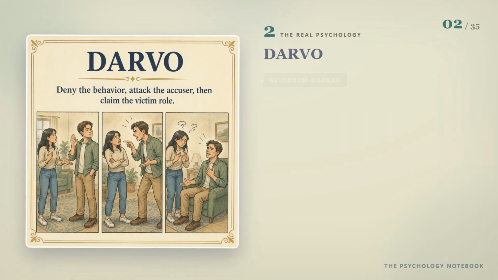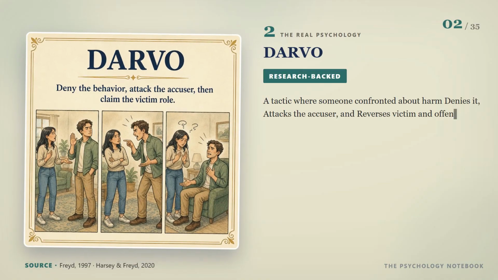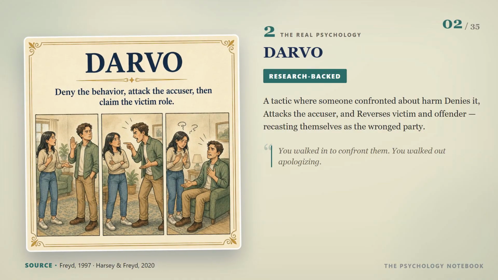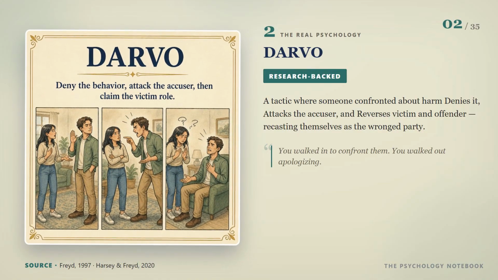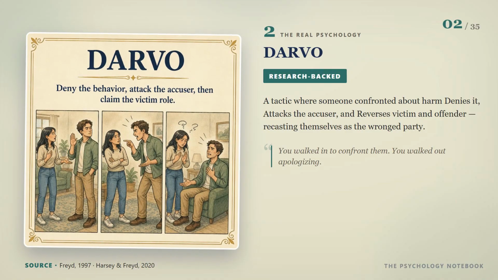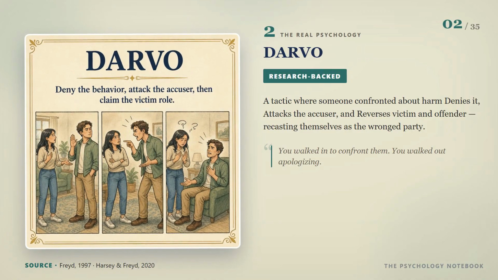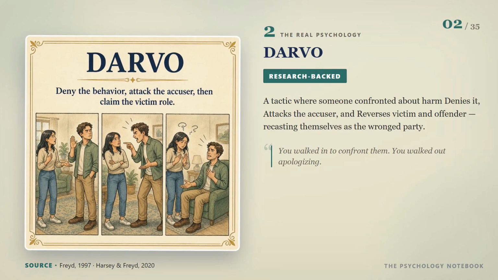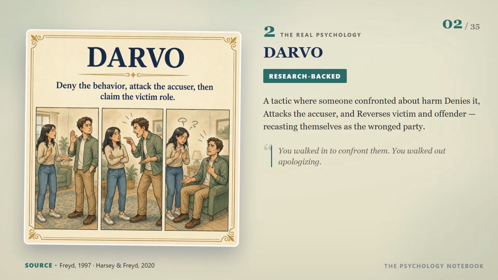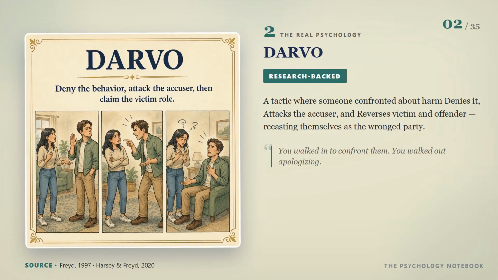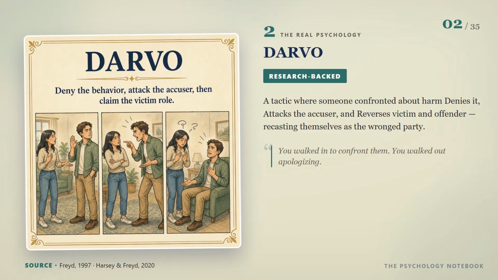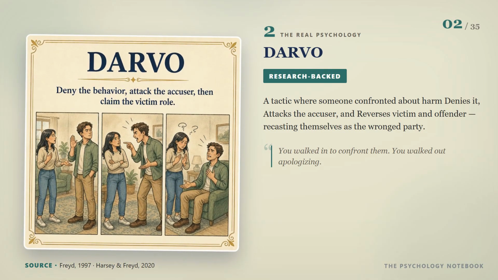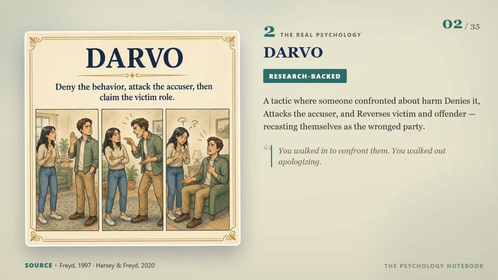2. DARVO. Next, we have DARVO. DARVO stands for deny, attack, and reverse victim and offender. Here's what that might look like. You confront someone about something they did. First, they deny it. Then they attack your credibility. And before you know it, they are presenting themselves as the person who was harmed. Research suggests this can make outside observers view the actual victim as less believable. You walk in asking for accountability, and somehow you walk out apologizing.